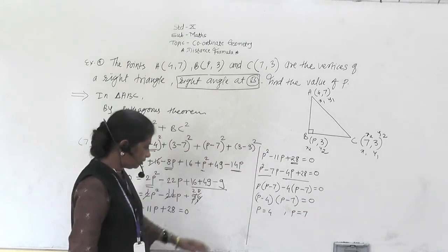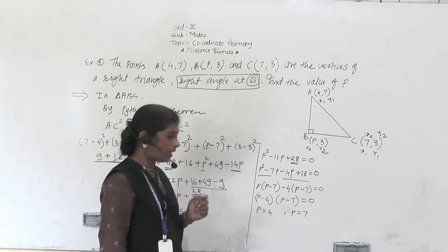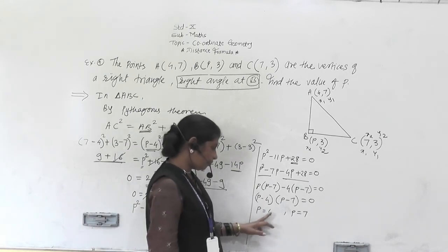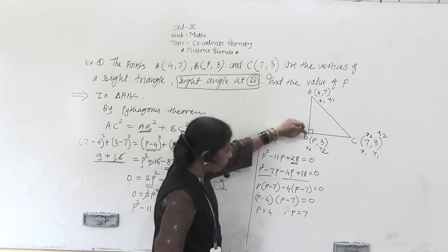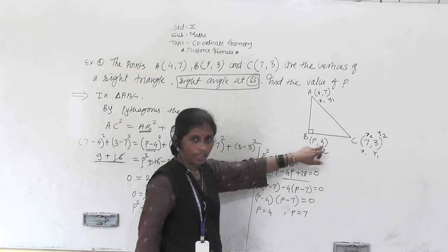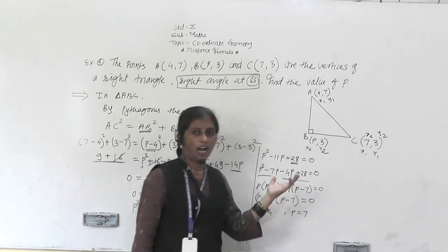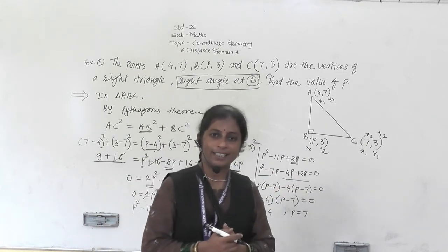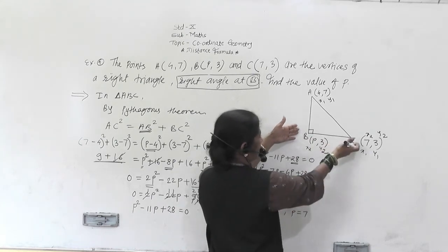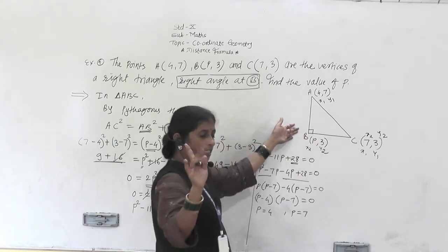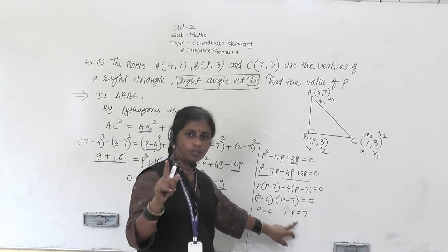Okay. Now these two values came for p. Now exactly which value of p? See, if you take p equals 7, then the p coordinates will be 7, 3, correct? And the C coordinates are 7 and 3. Is it possible after that it becomes a triangle? No, not possible, because B and C are exactly the same point. So it is not possible for p equals 7, right?